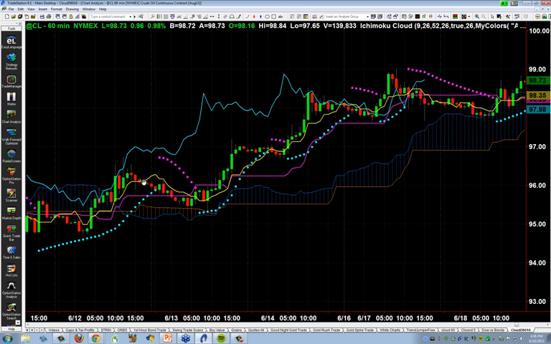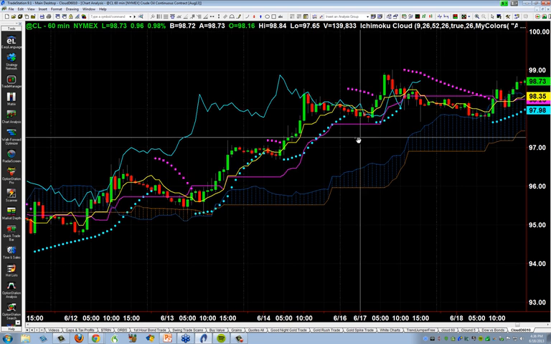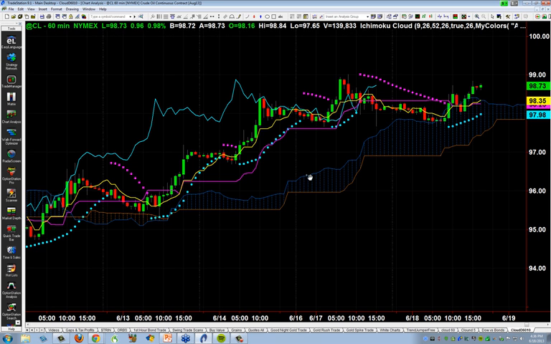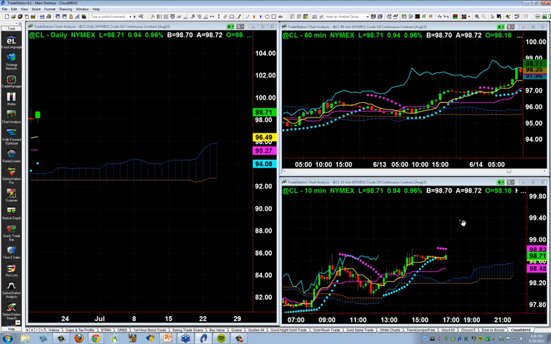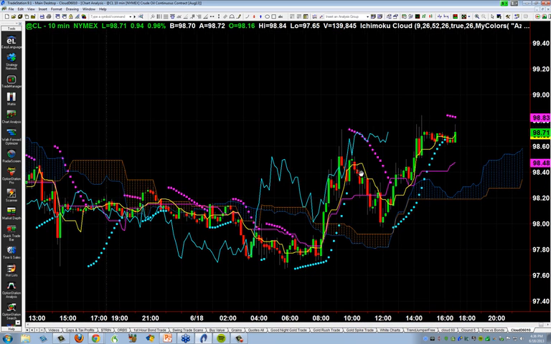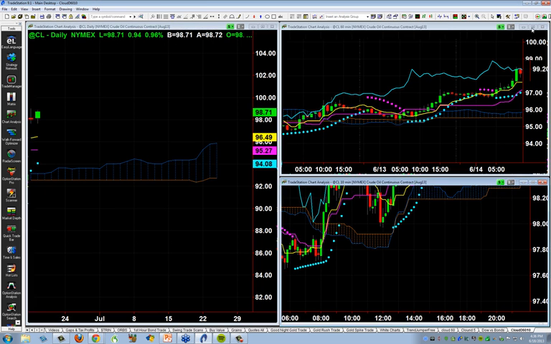On the crude here, you had the price action above, the lagging line crossed. Here's the price action looking good. Now notice how the cloud is acting as support as you're going up. Notice how it works. And then if you want to dig down a little bit further, you can do a 10-minute. So it's working out really good.